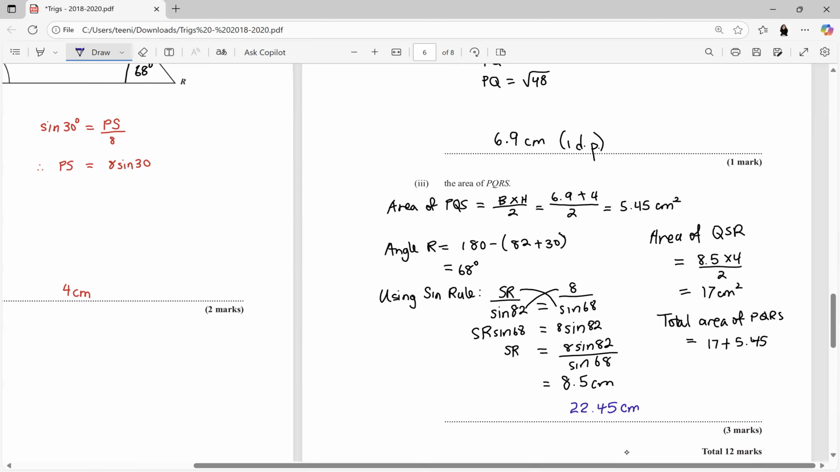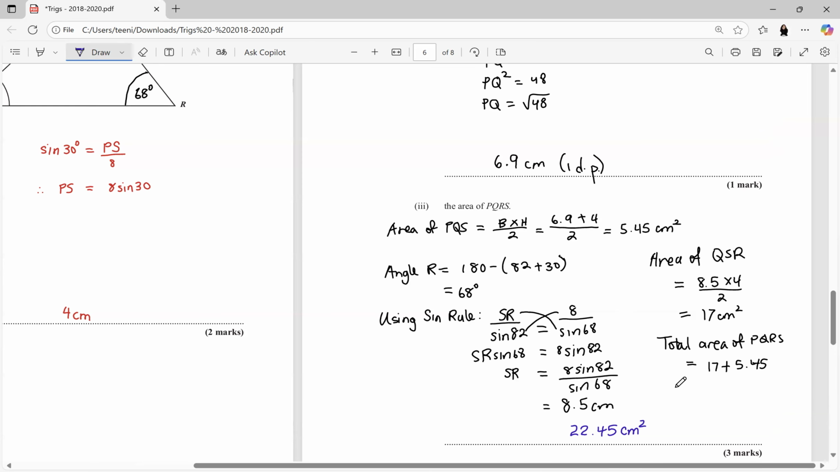22.45 squared cm. Aaron, tired. Zach, y'all got it? Miss, I still confused. Now we got Miss, I get it. 5.45. 5.45? Where is that? Where was that? Oh, that was here, from the area of PQ.